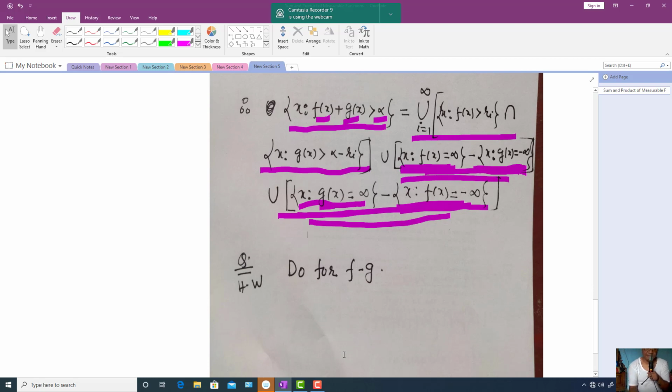For the extension to the function f minus g, this is homework for you. You try it, work it out, take a screenshot and upload it to the WhatsApp group. I will check it. We'll discuss there also.